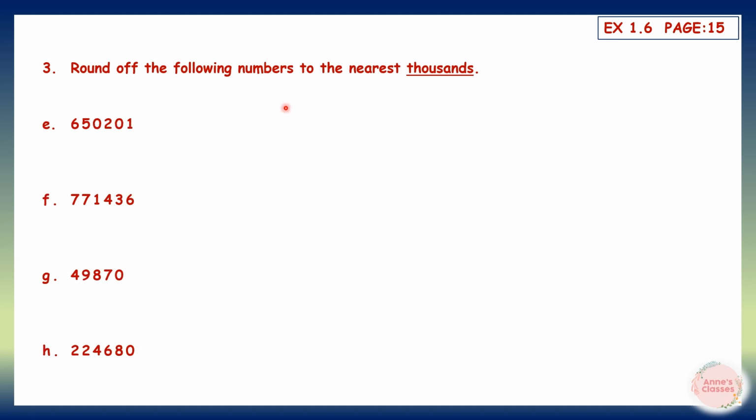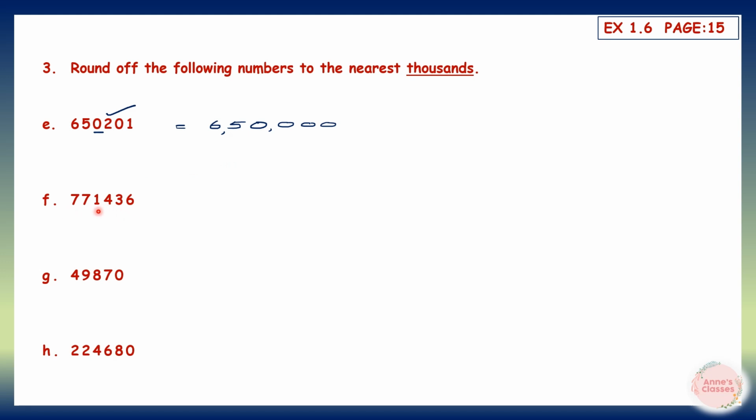Let's continue. Question E, again nearest thousands. Ones, tens, hundreds, thousands. In the thousands place we have 0. To the right we have 2 which is less than 5. So 0 will remain as it is. So let's write this down. So this is 6, 5, 0 will remain after this. After 0, there are 3 digits. Put 3 zeros. 1, 2, 3. So what is this number? 6,50,000.